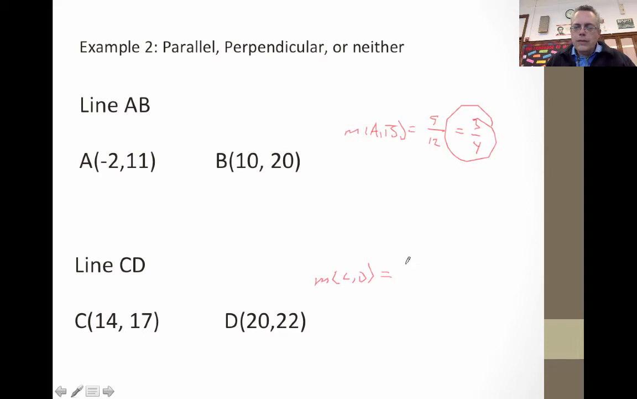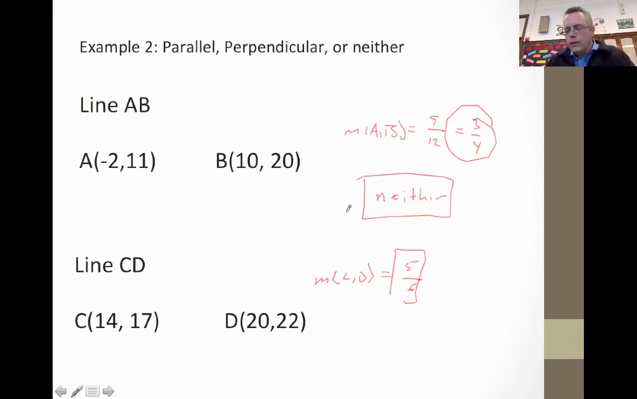For CD, the slope between C and D is 22 minus 7, which is 5, and 20 minus 14 is 6. So we get 5/6, and that's already reduced. So our first line had 3/4. The second line's slope is 5/6. They're not equal, and they're not opposite reciprocals. So we have another case of neither.